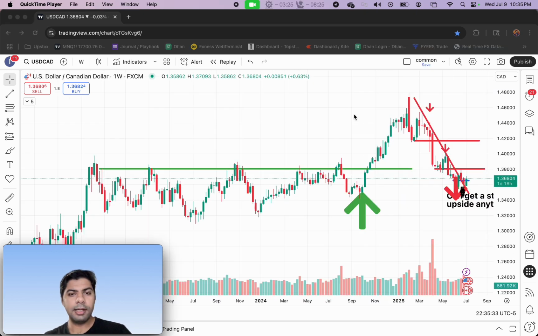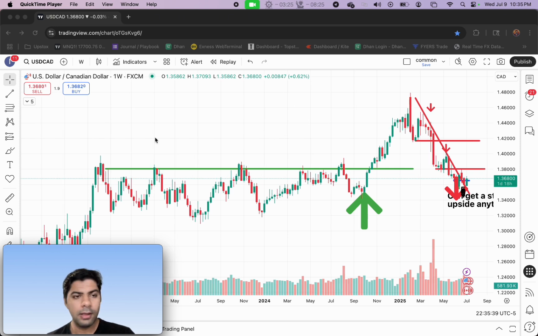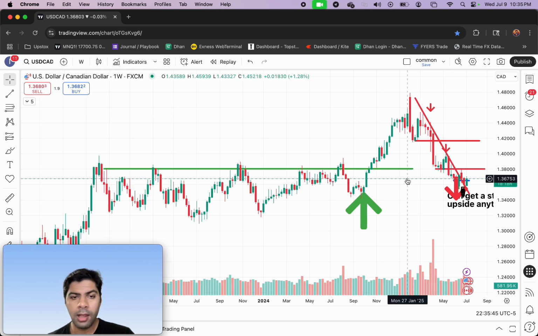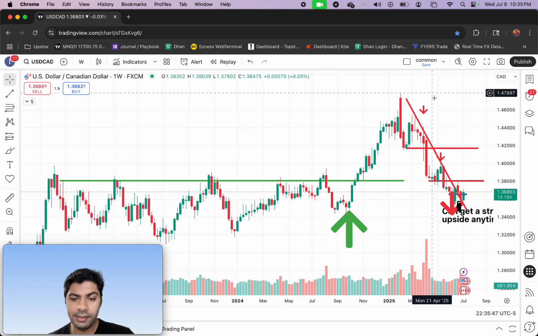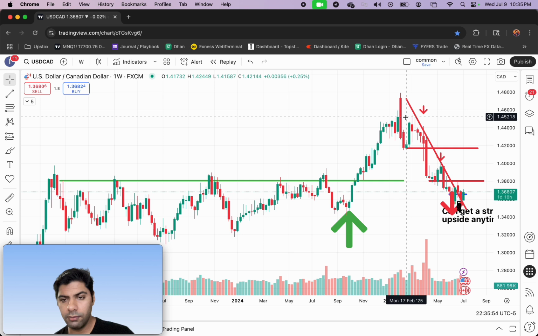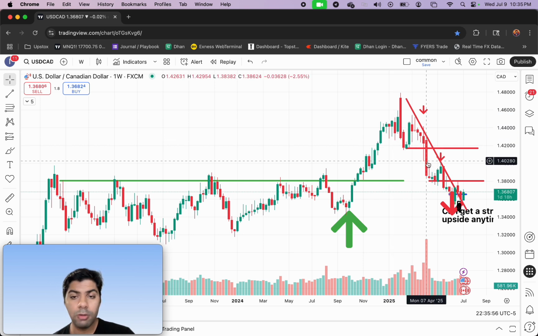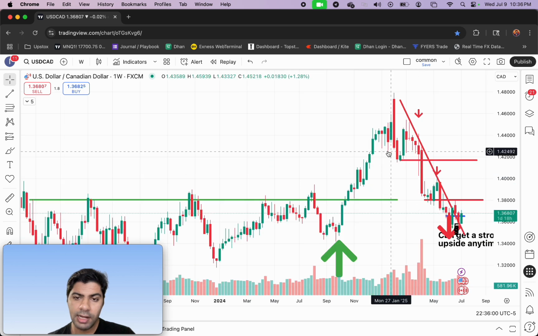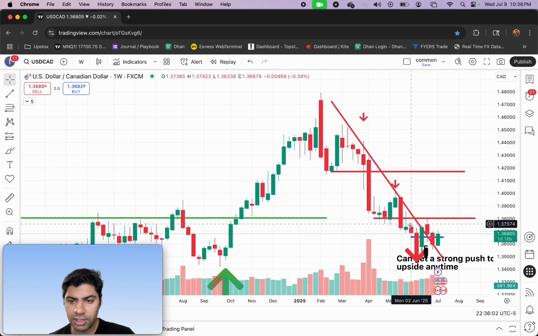Okay, so let's try to understand the reasoning behind the trade and why this trade was planned in the first place. So as you can see, on the weekly charts, USD against CAD had a very strong breakout to the upside around the time of November 2024. And so after this strong breakout, what we saw here was a strong pullback as well. But the price when I took this trade was approaching this area.